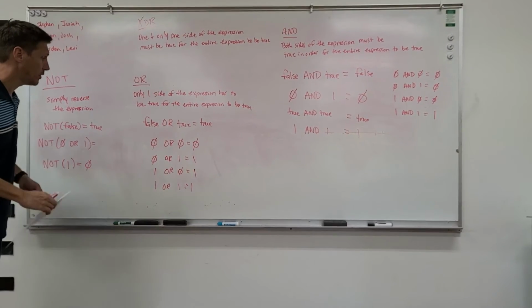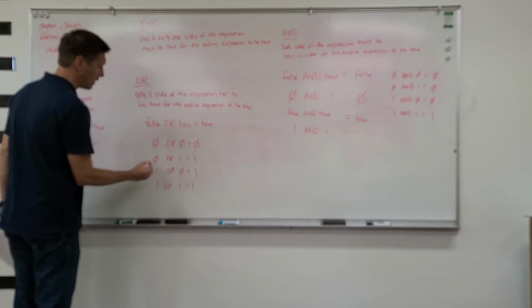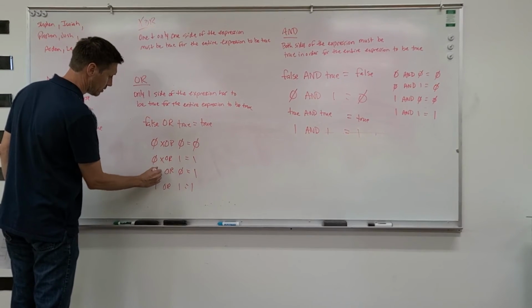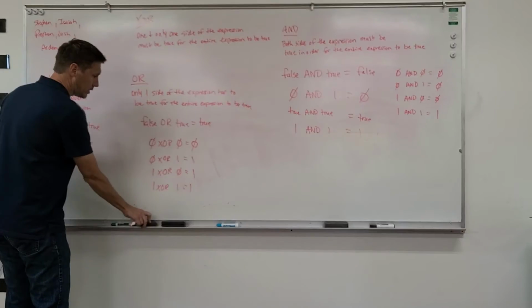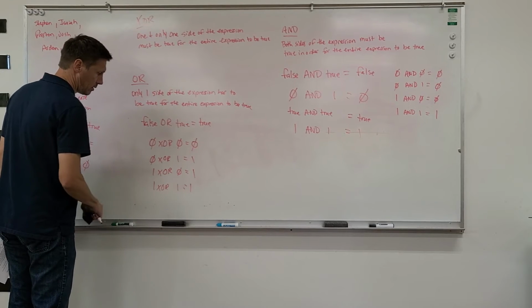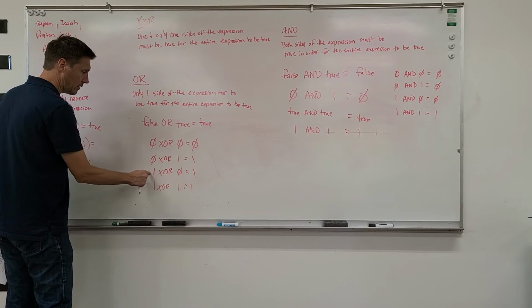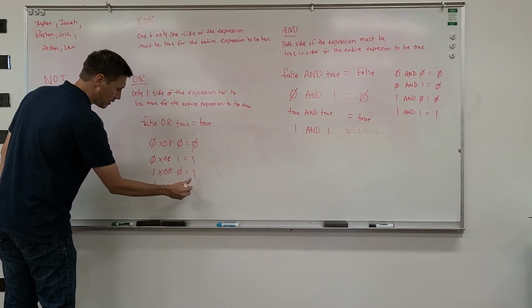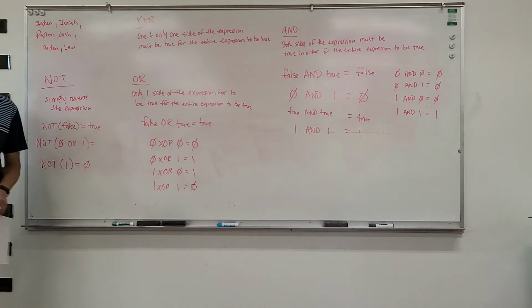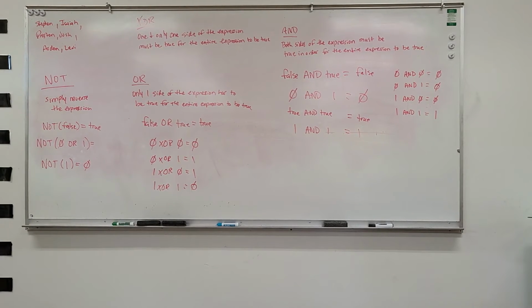So if we changed all these to XORs, then only these two things in the middle here would be 1, because only one side of the expression can be true in order for the whole thing to be true. So this last one here actually ends up being false. That's the only one of the XORs that is different from the ORs. Does that make sense to everybody? Yeah.